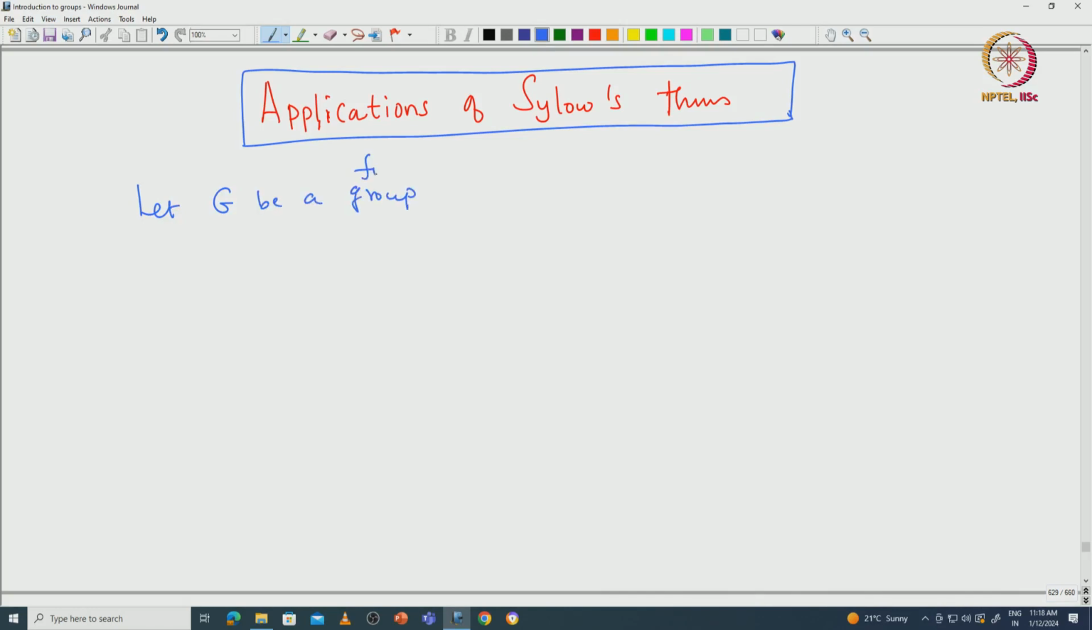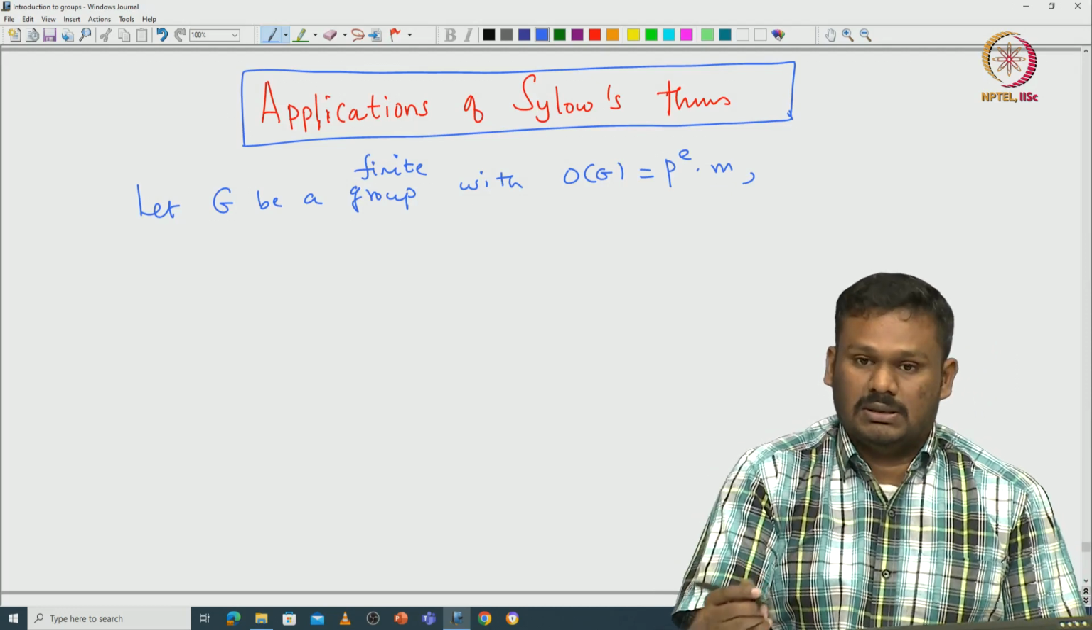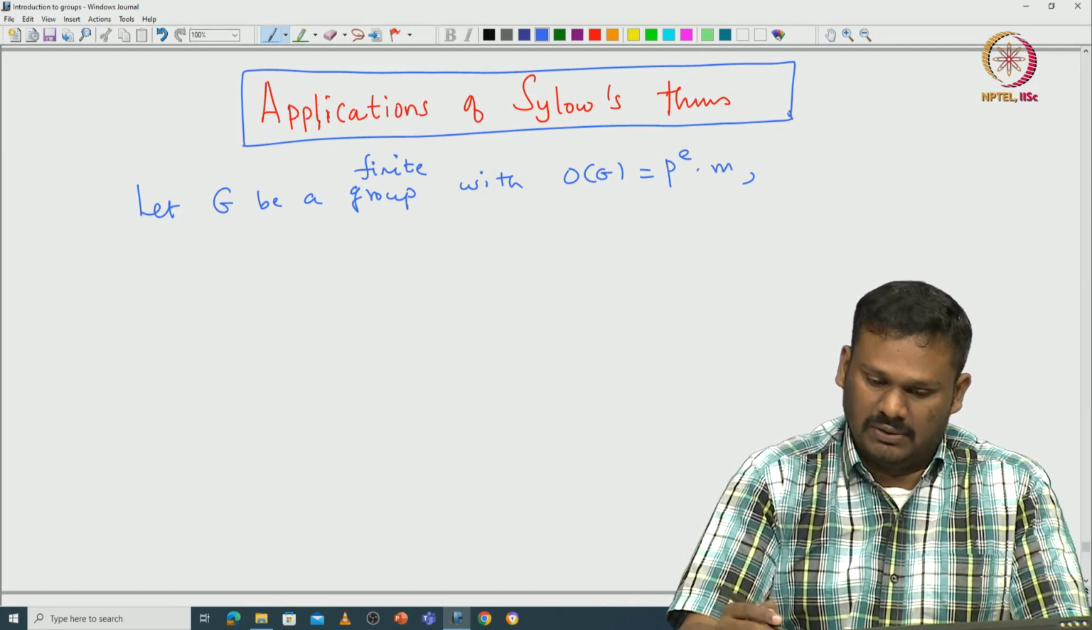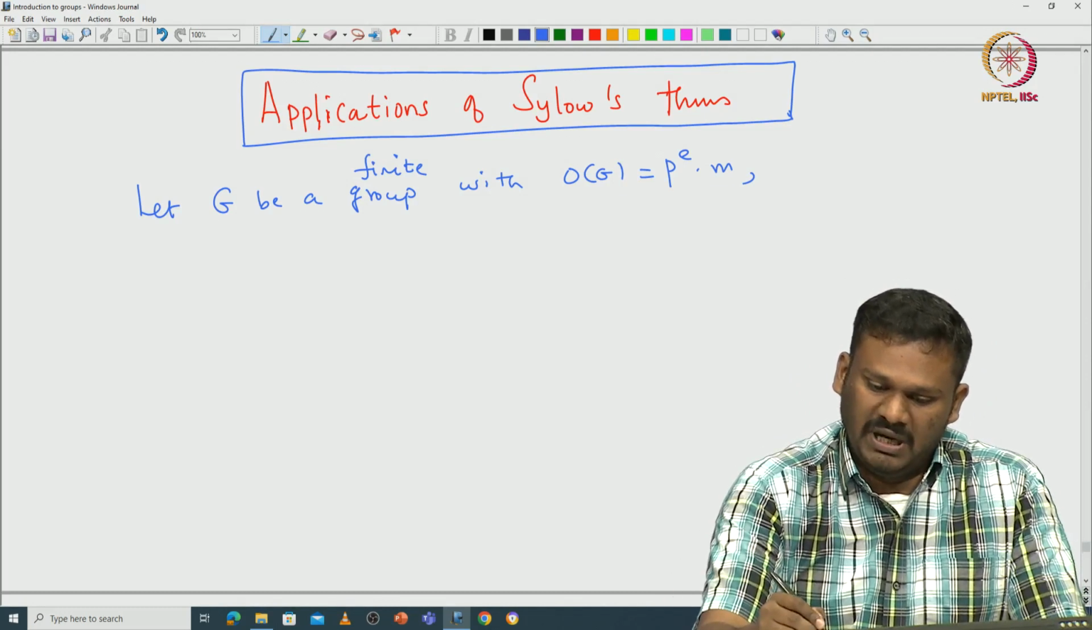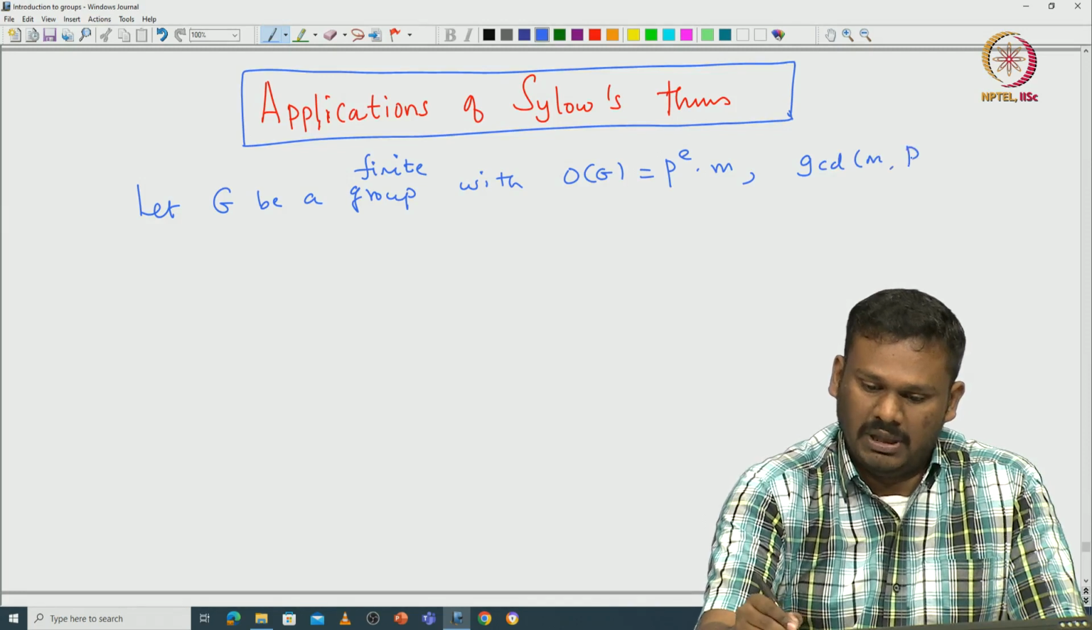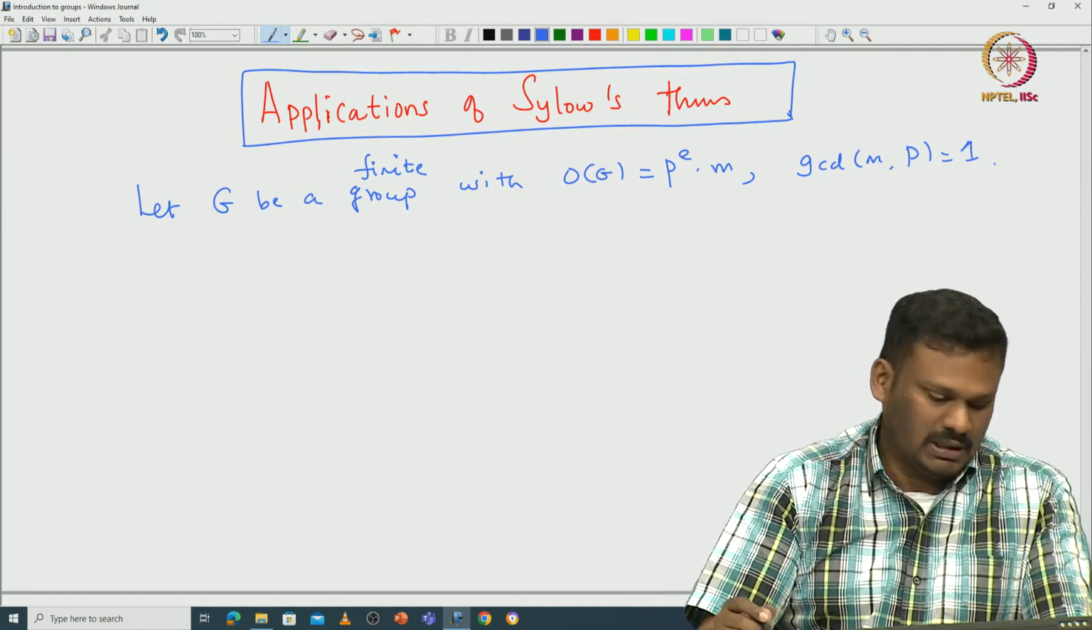So it is a finite group. Let us say it has cardinality p^e times m, where e is the largest possible exponent such that p^e divides the order of G. In particular, p does not divide m. So, GCD of m and p is 1. So, this is the given information.